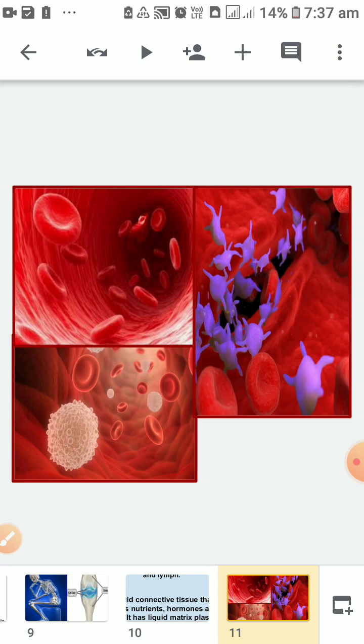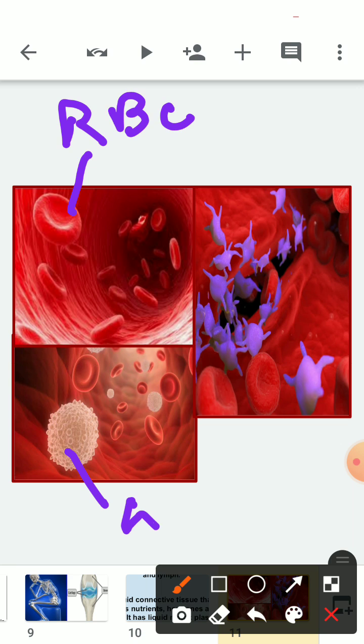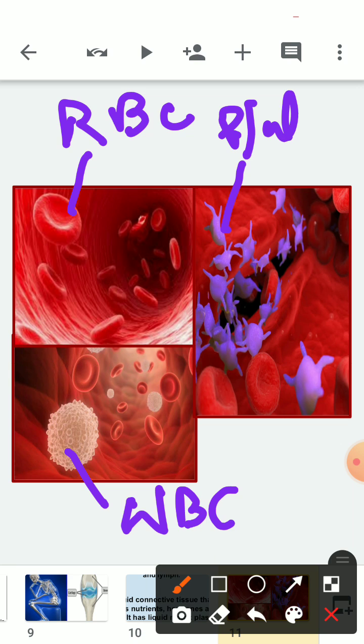In this picture you can see the different types of cells present in plasma. These are red blood cells, which are known as RBC. Here you can see the white blood cell, that is WBC. And this purple colored one is known as platelets. So these are 3 types of cells.